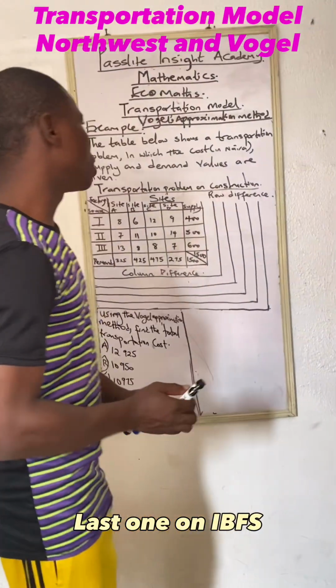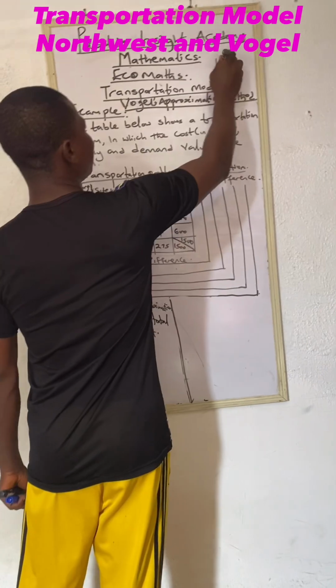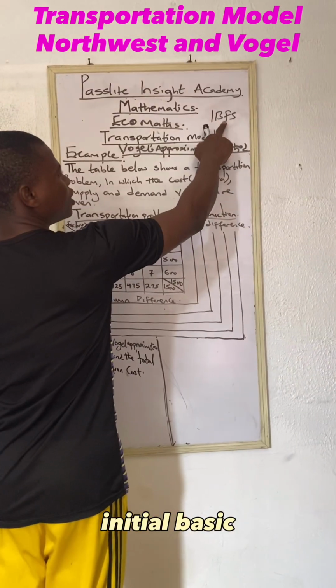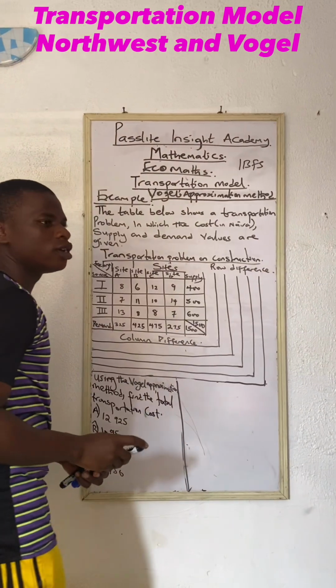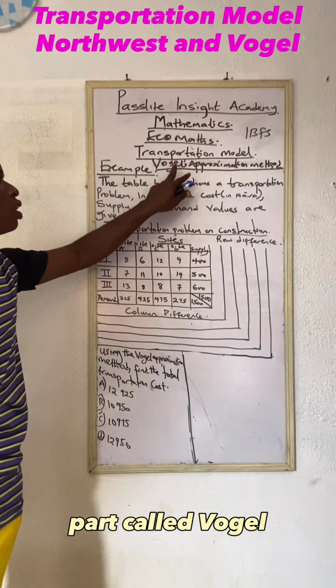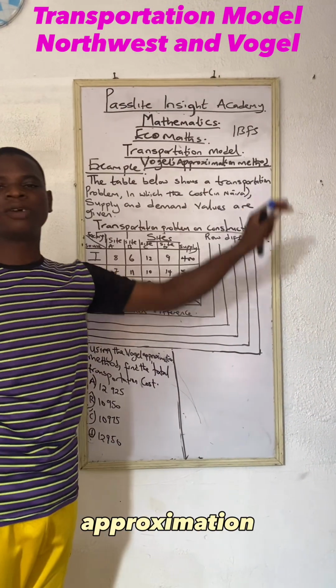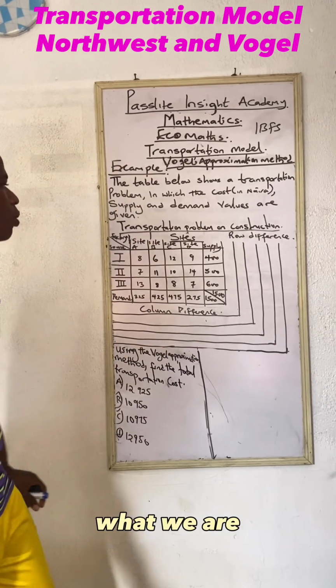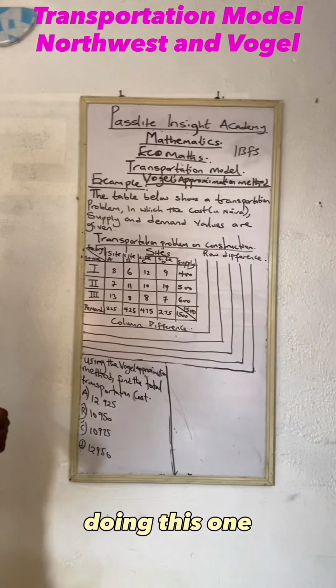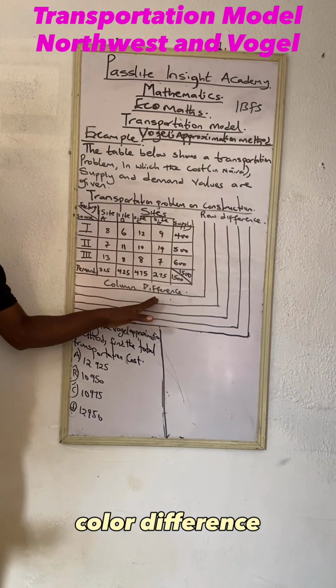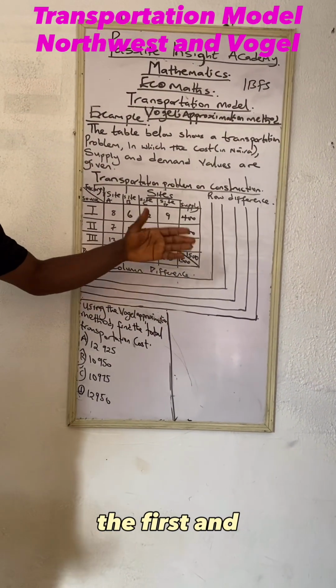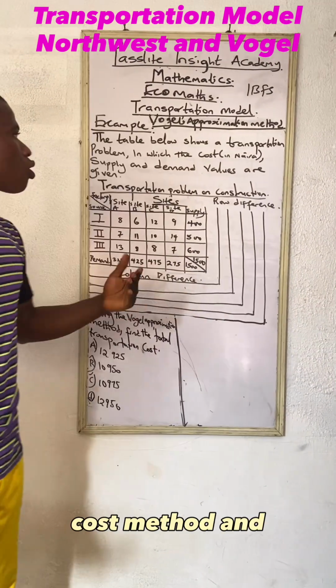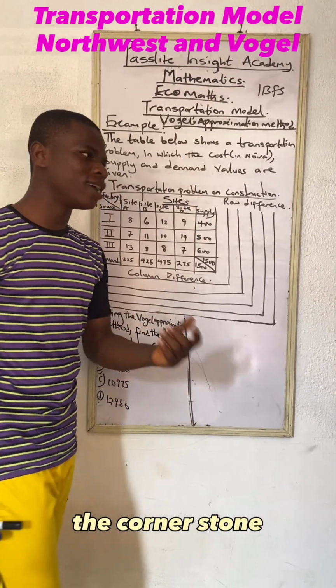Fine. The last one on IBFS, Initial Basic Feasible Solution, is the last part, called the Vogel Approximation Method. So look at me, we are doing this one. We have the row difference and the column difference. This one is different from the first and second, different from the least cost method and the northwest corner method.